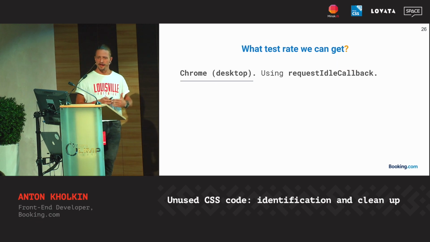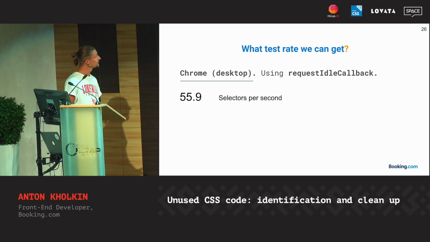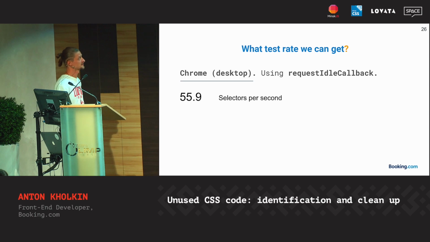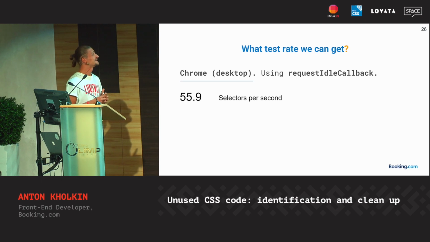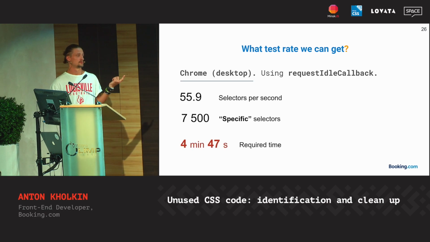As I mentioned before, I gave the number of selectors we have in order for you to understand the scale of the problem we had. And I started to wonder, okay, what will be the test rate? How many selector tests per second can we have? So I just opened Google Chrome and did it. On this quite performant machine, I got around 56 selectors per second. And if we have, let's say, 7.5K selectors that we would like to test, then we would need 4 minutes per browser session to test that, which is really higher than the time a user usually spends on the page, right?